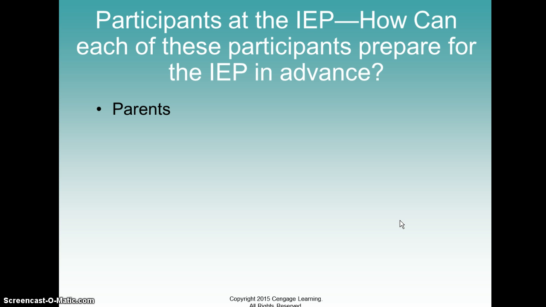So, how do each of these participants prepare in advance? Parents are supposed to get adequate notice. So what do you think parents are going to do? Well, they're going to gather the records they have about the child. They're going to gather previous report cards, things the kids have been working on at home, notes that they have, questions that they have. The general ed teacher is going to gather work samples and test results.